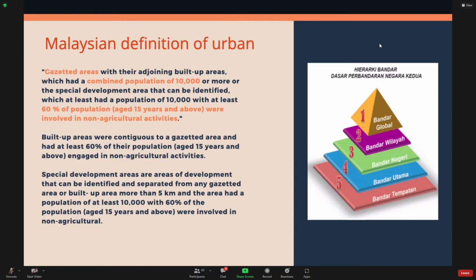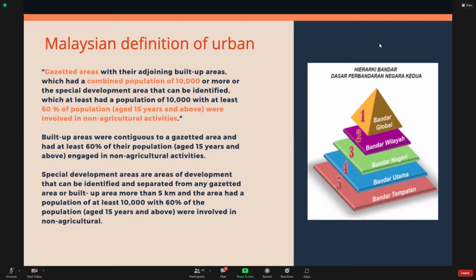I don't know why. I don't see the rationale for why we don't count the children. We have to count them because children are also users of the urban area. They go to school, they go to parks, but I'm not sure why we only count age 15 years and above. And I think that is not fair. And were involved in non-agricultural activities. So this is our definition in Malaysia.